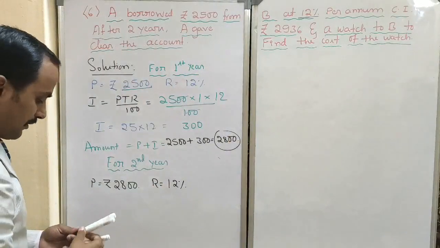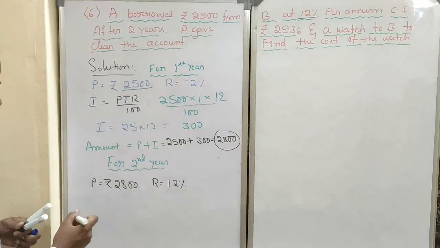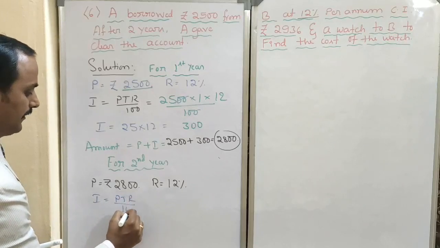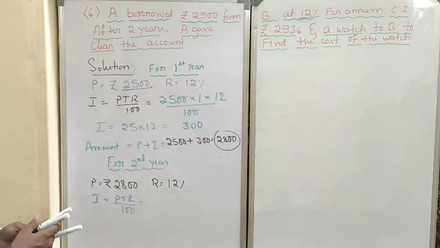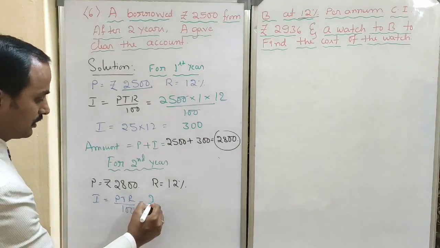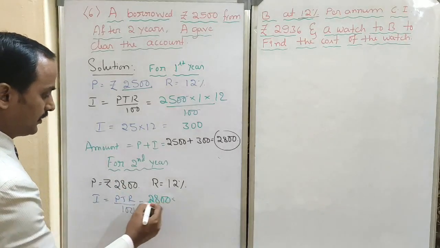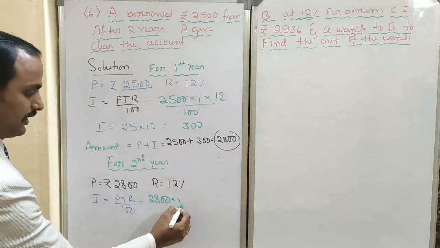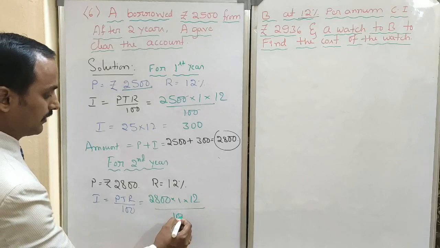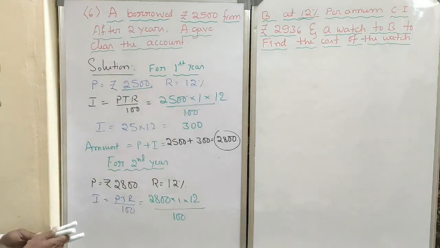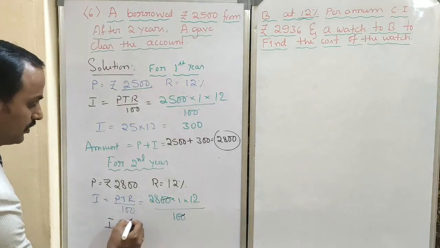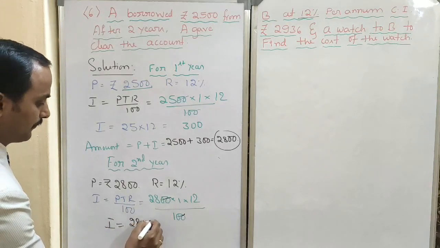Now interest is equal to PTR divided by 100. Substitute the values. What is the principal amount for second year? 2,800 into 1 year only, rate of interest 12% divided by 100. Here also, dear children, 100 cancels. Remaining, interest is equal to 28 into 12.